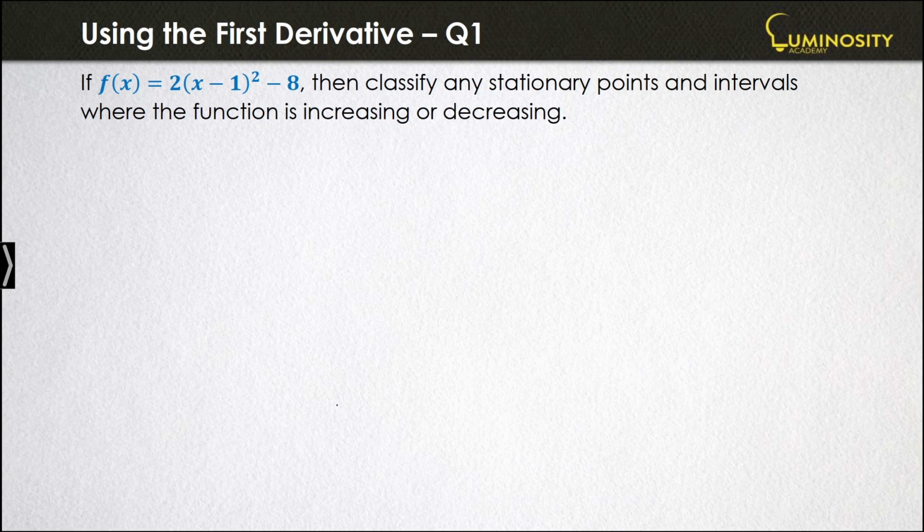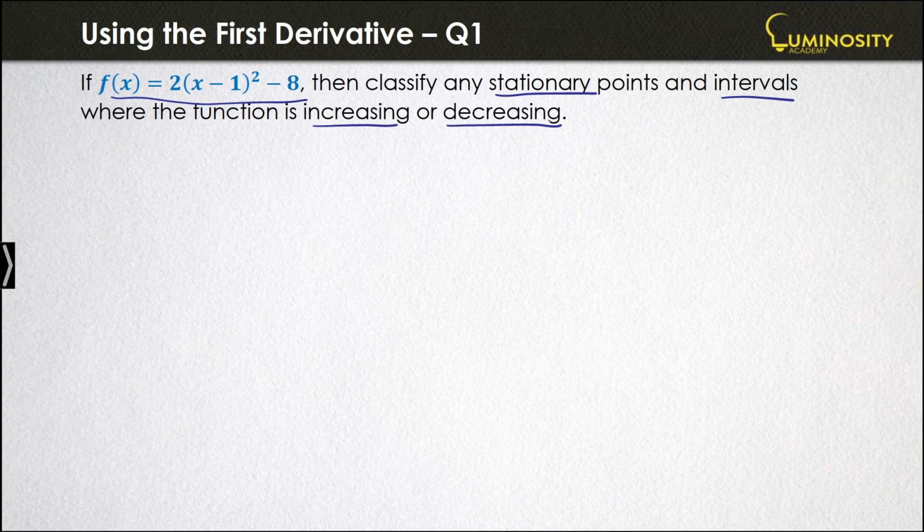Let's have a look at using the first derivative, question 1. We're given a function f of x equals 2 times (x minus 1) all squared minus 8. We want to classify any stationary points, intervals where the function increases, and where the function decreases.